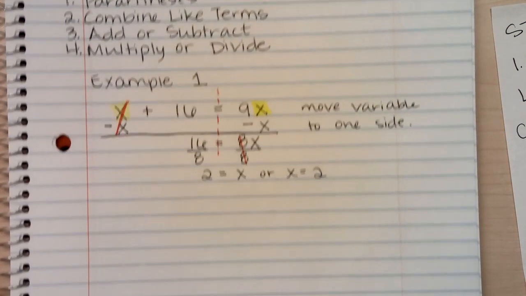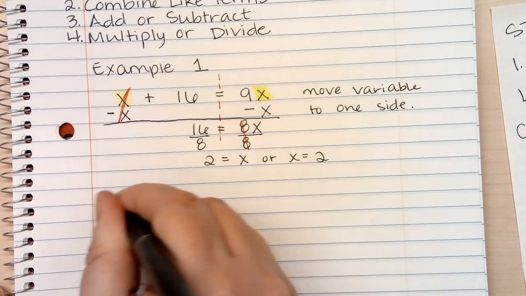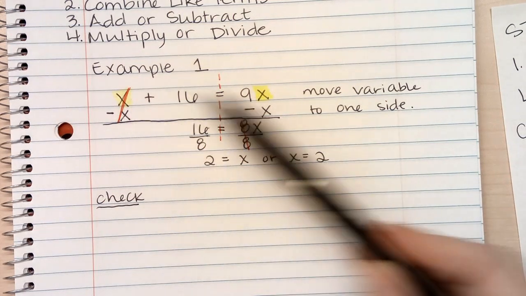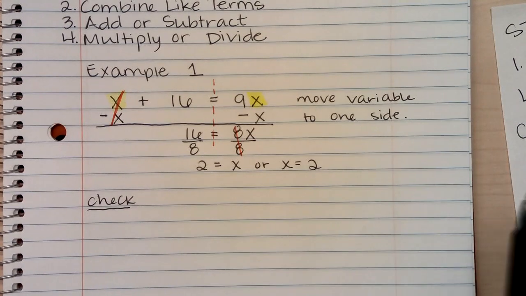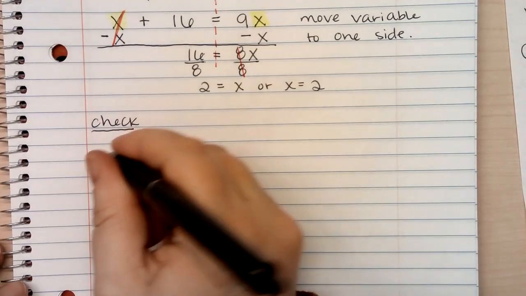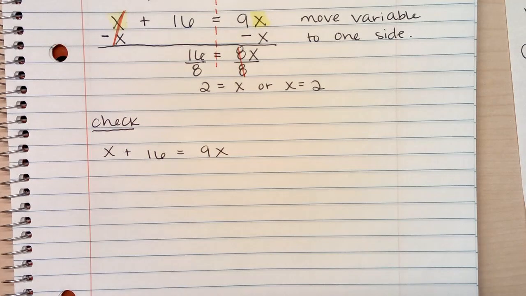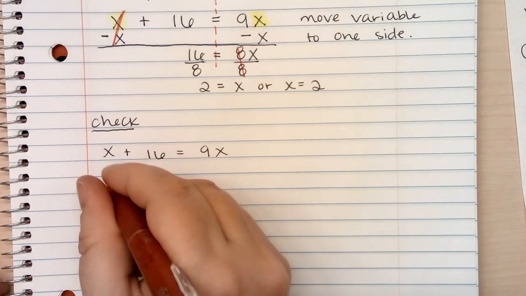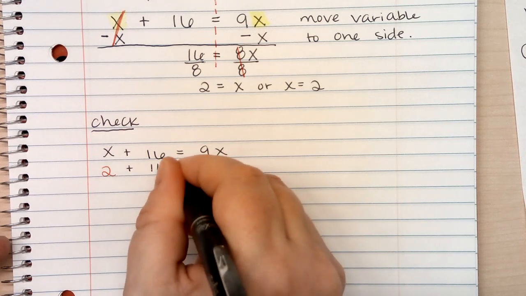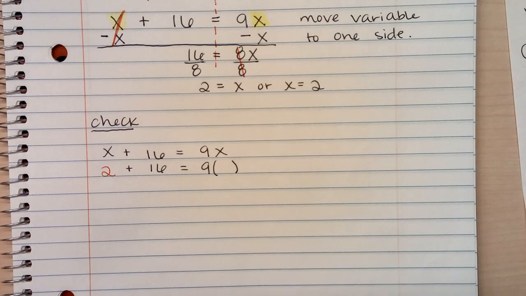If we were to check it, I'd plug in the 2 for my x values in my original equation. So I'm going to scroll this down a little bit, and I'm going to write my original x plus 16 equals 9x. So I'm going to plug in my 2 plus 16 equals 9 times 2.